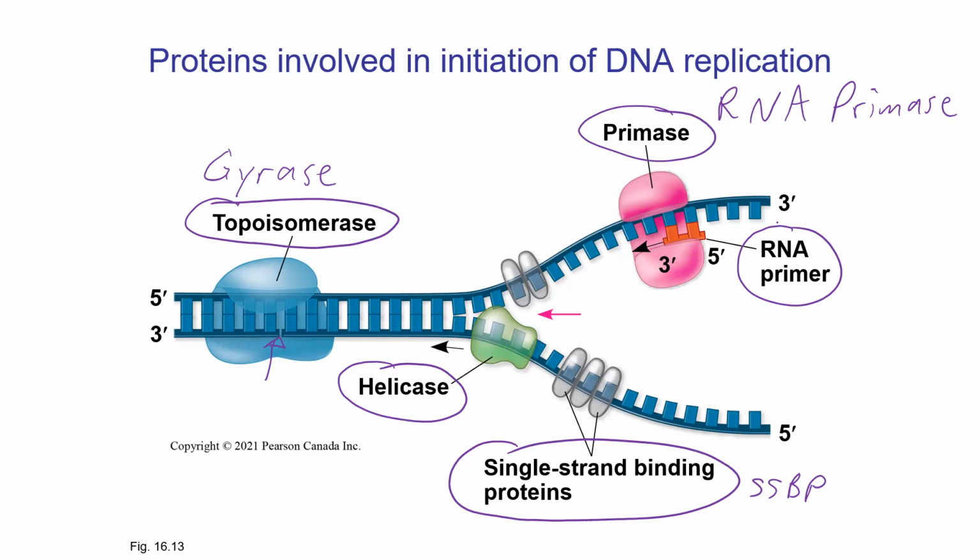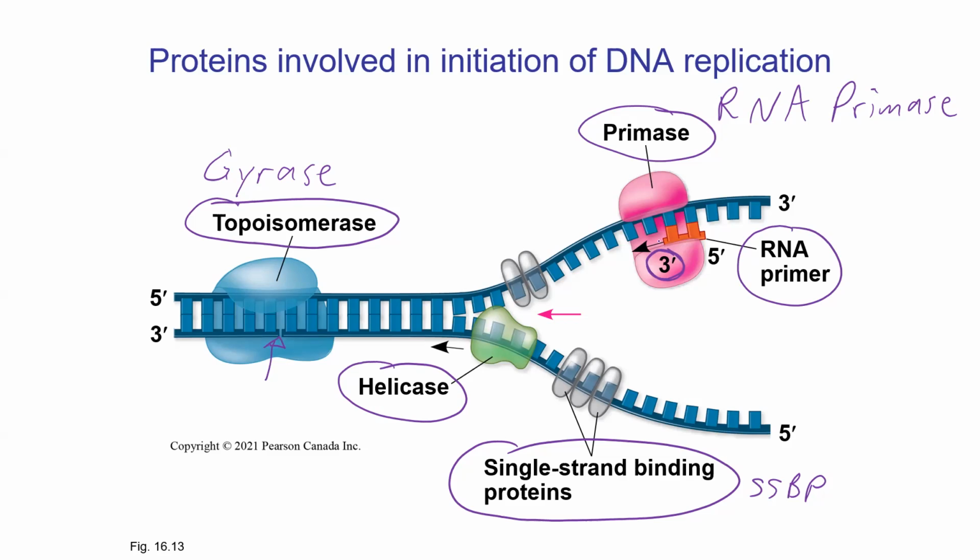And what is it doing? It's giving this 3' end, so DNA polymerase can get started, right? Because DNA polymerase can't get started without a little bit of help, and it needs that 3' end because that's one of its substrates. As an enzyme, it needs a 3' end, 3' OH.